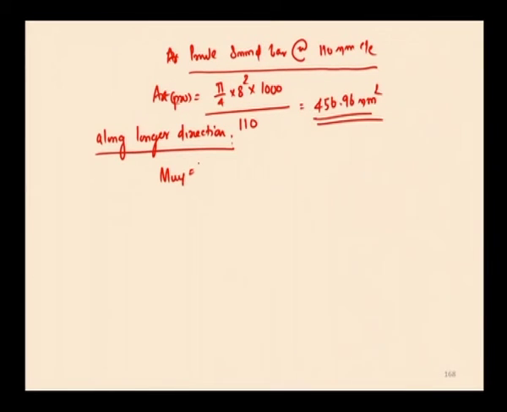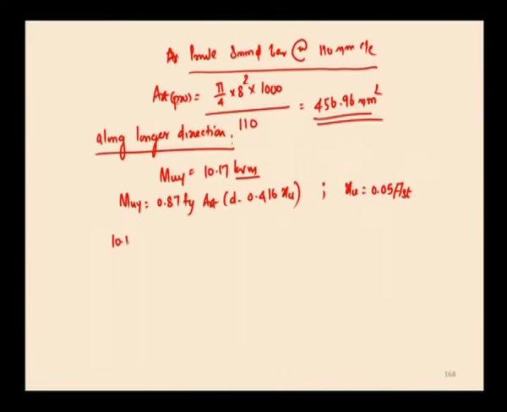here Muy is equal to 10.17 kilonewton meter. In the same way, by equating, Muy is equal to 0.87 fy Ast into d minus 0.416 xu. We have already found xu is equal to 0.05 Ast. By substituting in this expression, 10.17 into 10 to the power 6 is equal to 0.87 into 415 into Ast into 130 minus 0.416 into 0.05 Ast. Now, by solving this equation, I am going to get a quadratic equation.